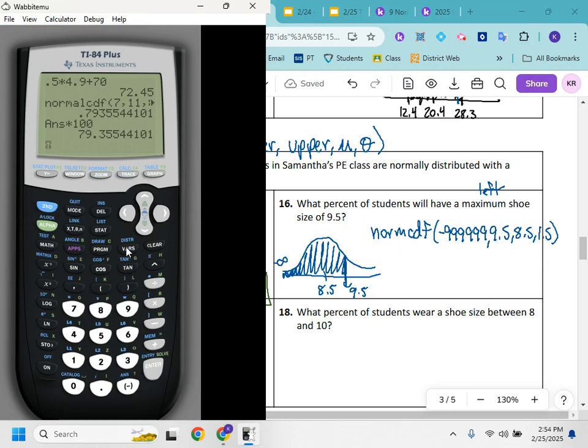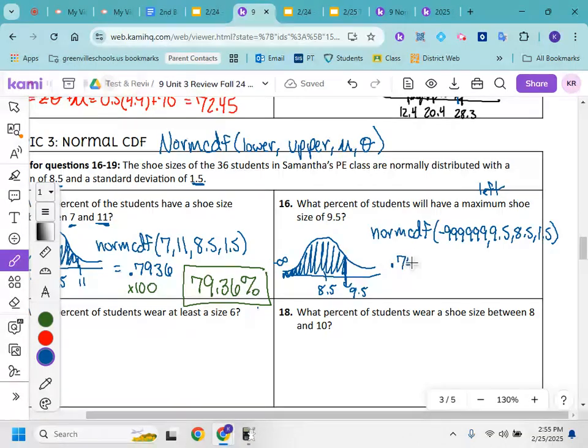Second, bars, number 2, normal CDF, negative 1, 2, 3, 1, 2, 3, 9.5, 8.5. Oh, those are already there. Not waste our time. And times that by 100. Makes sense, it's over 50, it's over half of my normal curve. 0.7475. So that's 74.75%.